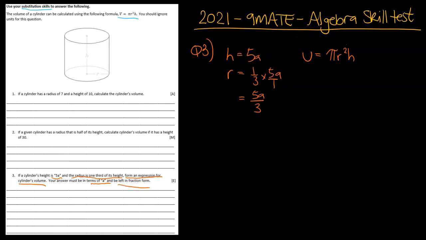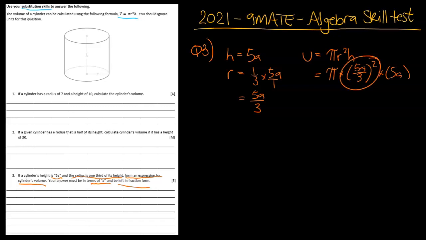So that means that will be equal to pi times, and this is where it's going to get very messy, (5a over 3) squared times 5a. So just noting the expressions I've substituted in, I put them both in a bracket just to make sure I'm not doing any silly math errors. I'm now going to start to simplify, and it looks like that middle part's going to be really messy.